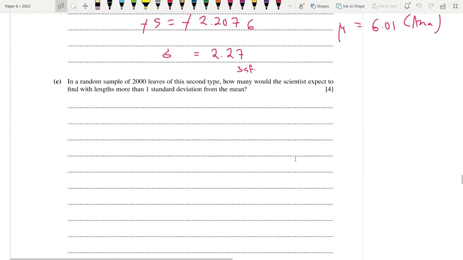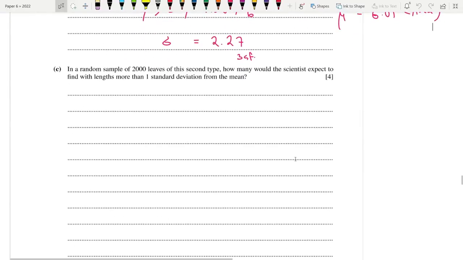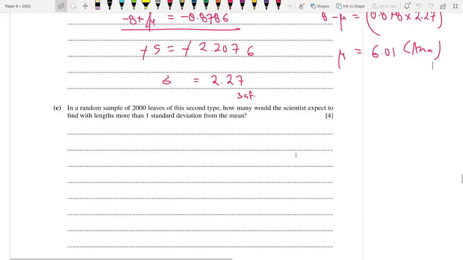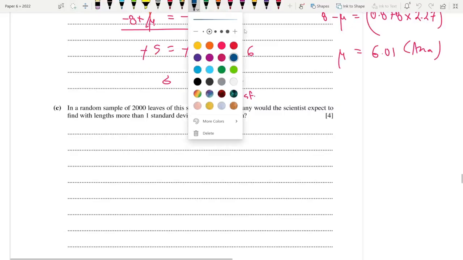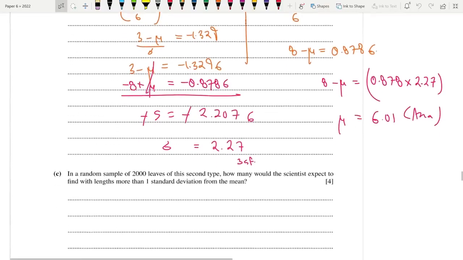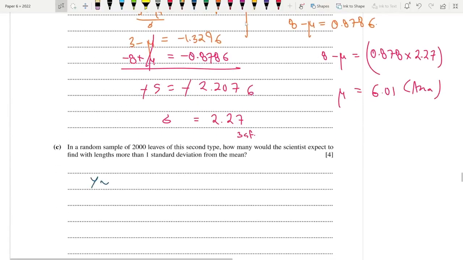Okay, so for the next one, we have: in a random sample of 2000 leaves of the second type, how many would the scientists expect to find with lengths more than one standard deviation from the mean? Very, very important question. What does this mean? Basically, we have 2000 leaves of this second type. Suppose Y is normally distributed with a mean of 6.01 and a standard deviation of 2.27, so we need to write the variance as 2.27 squared.